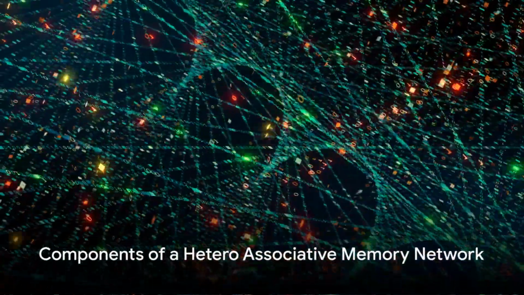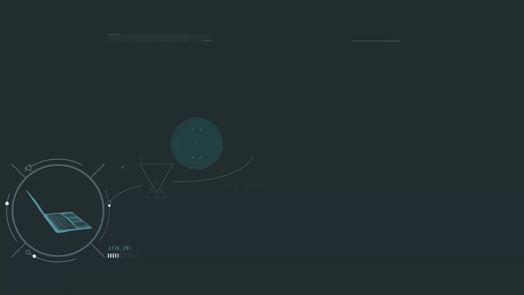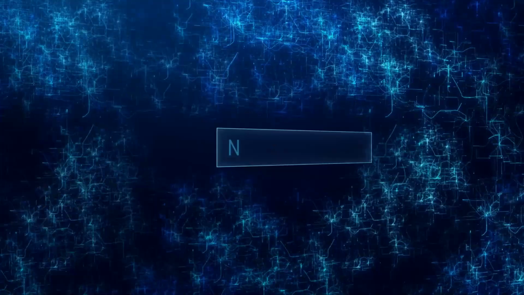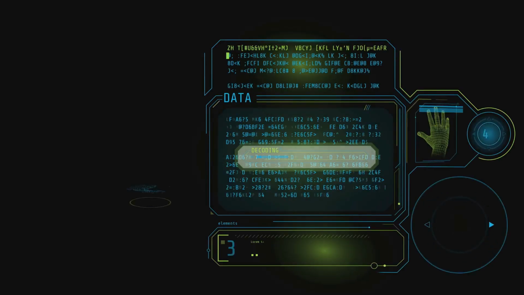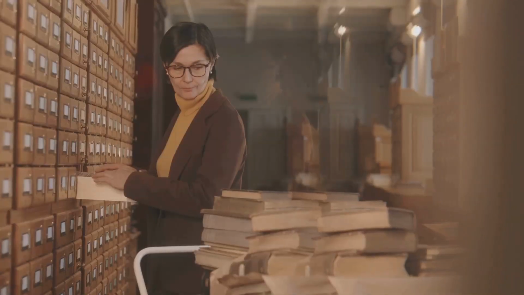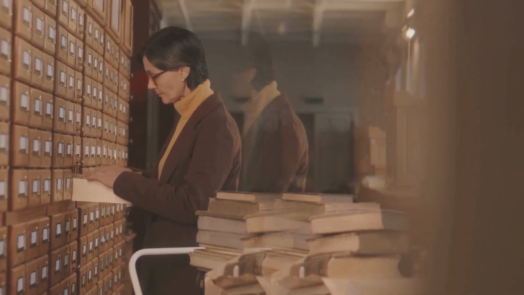Now let's delve into the components of a hetero-associative memory network. It comprises two critical parts, the encoder and the decoder. The encoder takes in the input data and translates it into a code. This code then gets stored in the memory network. The decoder, on the other hand, retrieves the stored code and translates it back into output data. It's like a librarian who not only stores the books but also knows exactly where to find them when needed.